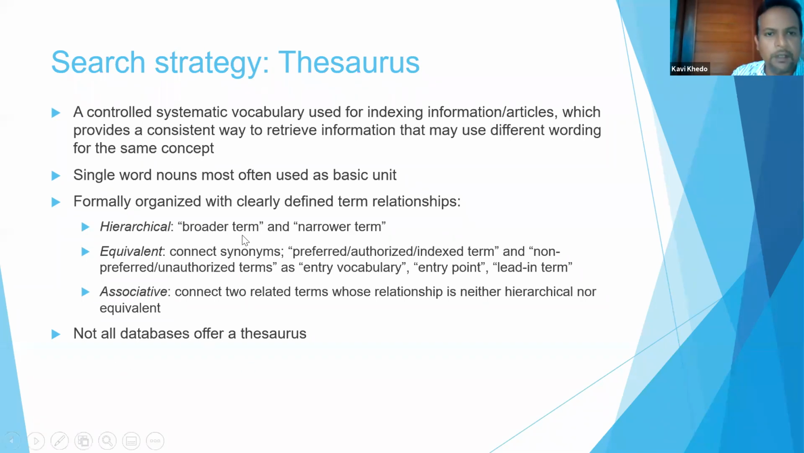So hierarchical term, that is, there is an umbrella term, then there are more specific terms. Equivalent term, this is synonym. Associative term, there is a word, but there is also another word that says the same thing. This is called associative.